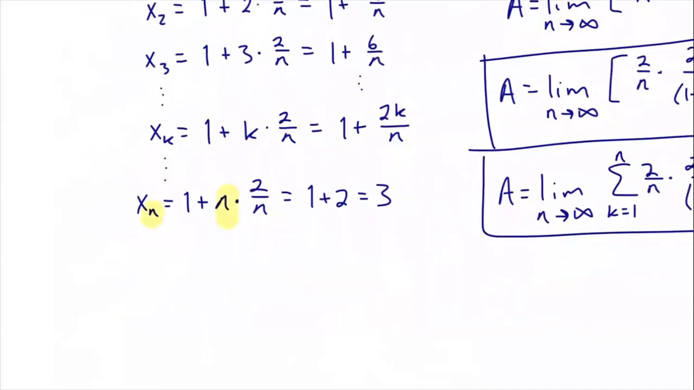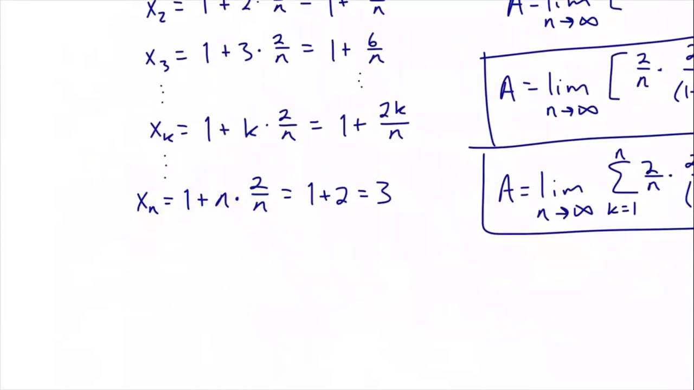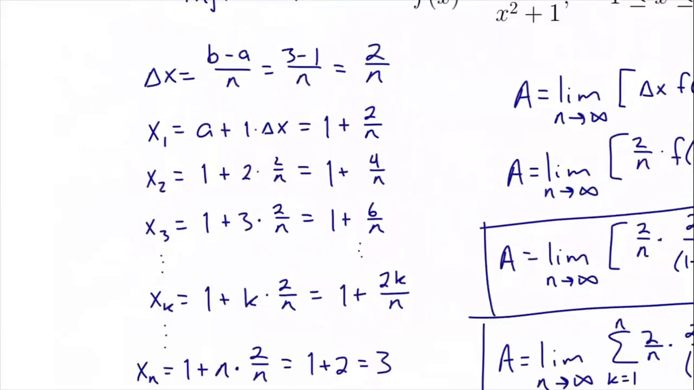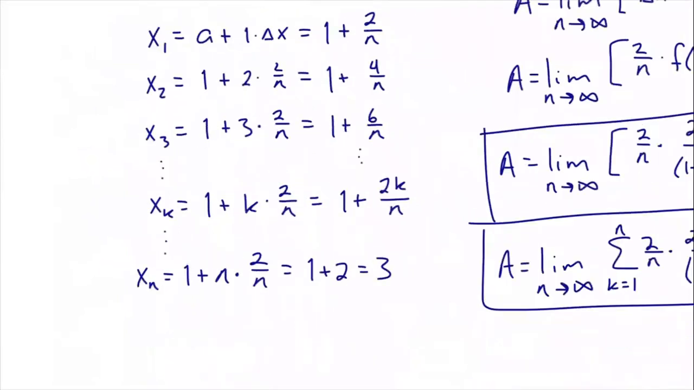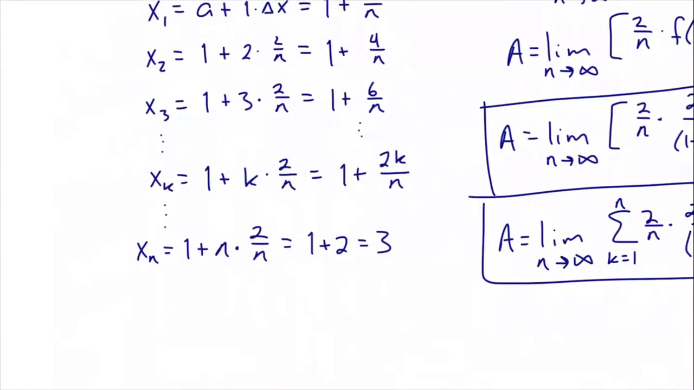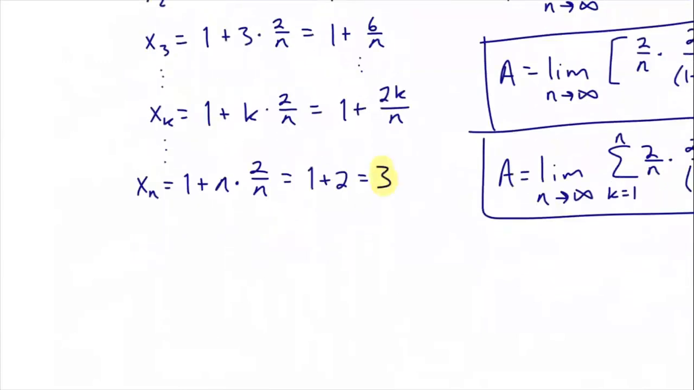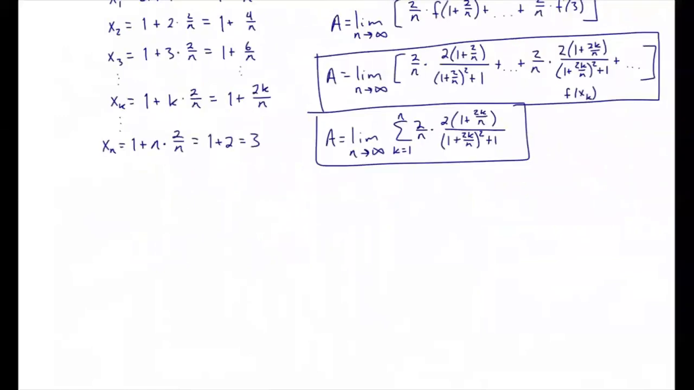Subscripts match here times delta x added to our 1. And what we have in this case is 1 plus, well, n times 2 over n is 2, and then 1 plus 2, and 1 plus 2 is 3. Okay, so it's nice to check. We begin with our leftmost endpoint. Well, x naught, sorry, we don't use x naught because it's not a right endpoint. We use x1 because it's our first right endpoint, and we end at our last right endpoint, which is the right endpoint of the given interval.